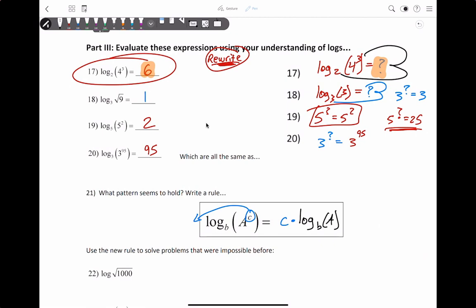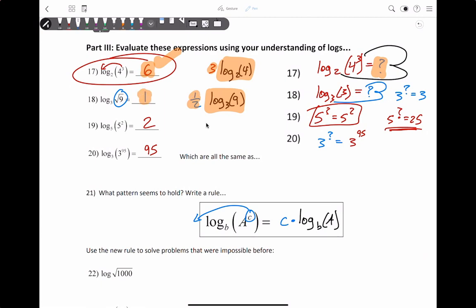Okay, so like over here, this one right here, if I were to go back and rewrite this, the power of 3 would go out in front and it would be multiplied with log base 2 of 4. Well, log base 2 of 4 is 2, times 3 gives you 6. Okay, this one right here was 9 raised to the 1/2 power. That means if I brought the 1/2 out in front and everything else stayed the same, log base 3 of 9, well, that's just 2, times 1/2 gives you 1.